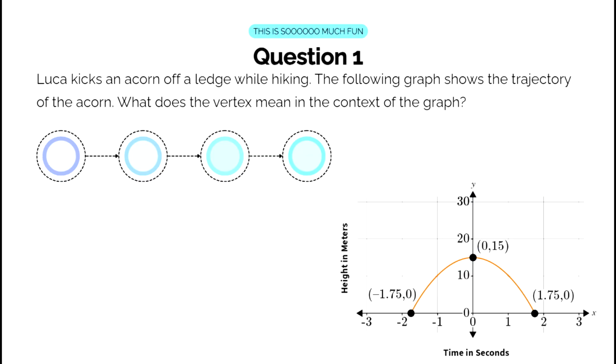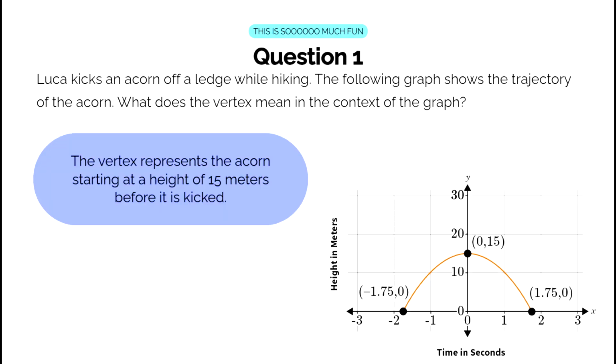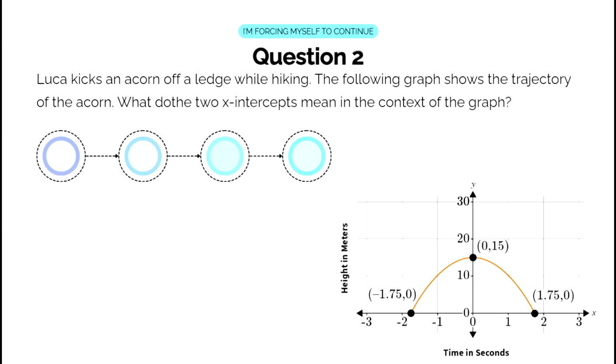Here is question 1. Luca kicks an acorn off a ledge while hiking. The following graph shows the trajectory of the acorn. What does the vertex mean in the context of the graph? Okay. What does this vertex mean? This one's all you. I didn't put a picture on here, but you solve it. Pause it and come back. The vertex represents the acorn starting at a height of 15 meters before it's kicked. Okay? This is where it's starting because it's up on a cliff.